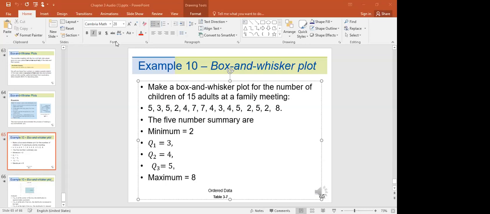I will highlight these values, click Insert, and I'm looking for a graph that can be used for a box and whisker plot. Let me see if there is some more graph here. This is it, and then I have my box plot.